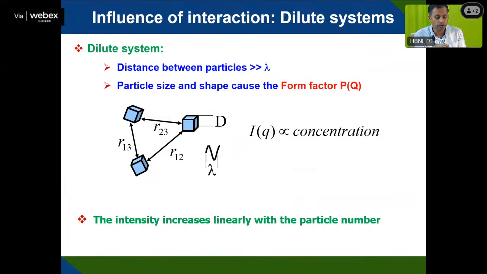If you see a dilute system, the distances here, R13, R23 or R12, are much higher than the wavelength lambda, and then the particle size and shape cause the form factor. So IQ is mainly proportional to the concentration, and it increases linearly with the particle number.